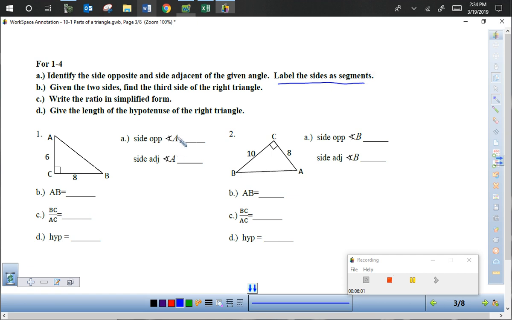So starting out, we're focusing on angle A. Let's mark the hypotenuse, across from the right angle, so that we don't use it to answer these questions. It says side opposite angle A. So across from angle A, CB. Then adjacent to angle A, right next to it, not the hypotenuse, so that's AC.